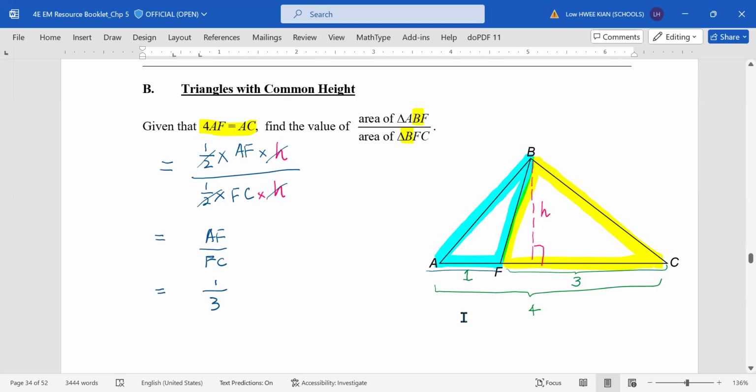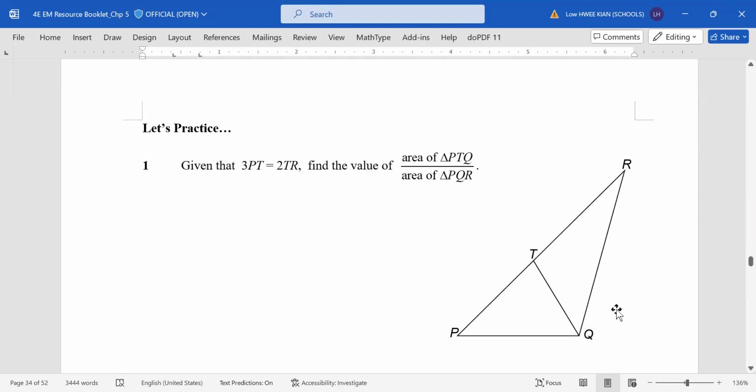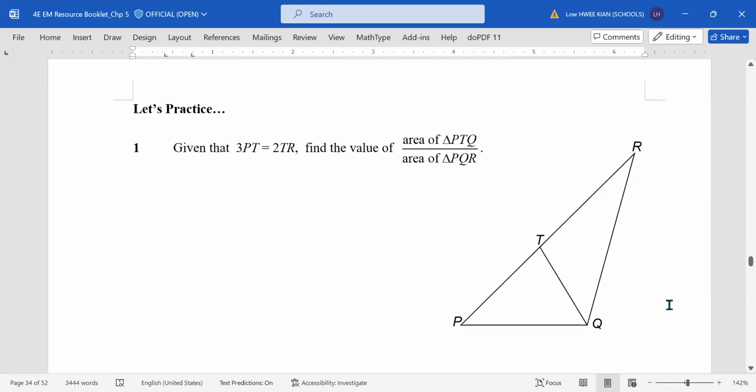Okay, let's move on to practice what we have learned. In any question, when the question asks you to find the ratio of the two triangles, the first question that you may want to ask yourself is, are the two triangles similar?